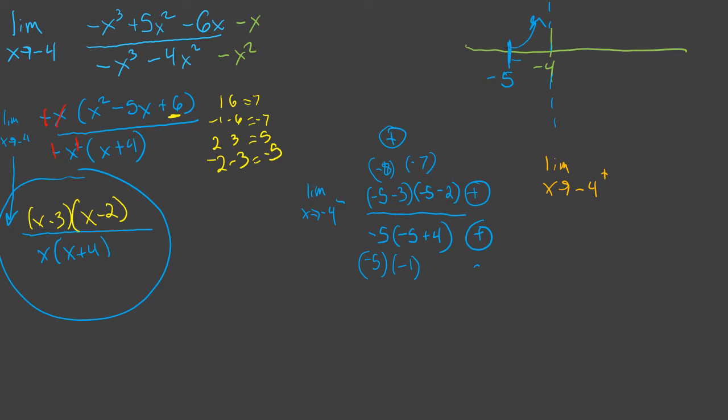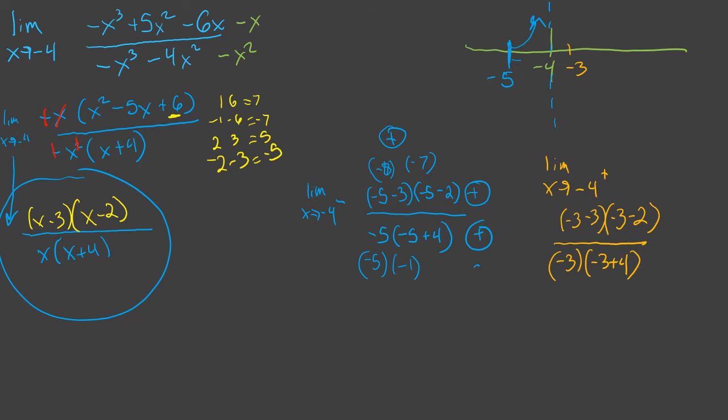Now let's see what happens as we approach from the right. Let's choose something, 0 doesn't work, but let's choose negative 3. We're going to put negative 3 in for x, and then look and see if the answer that we get is positive or negative. So we've got negative 3 minus 3 times negative 3 minus 2 all over negative 3 times negative 3 plus 4.